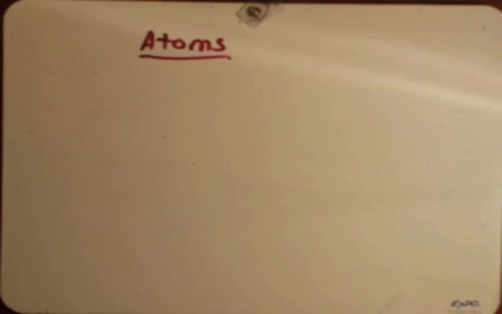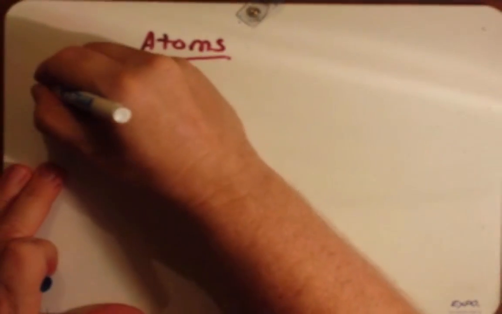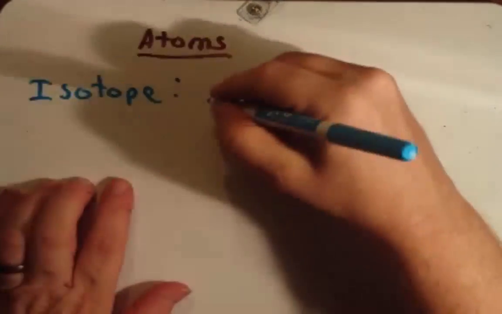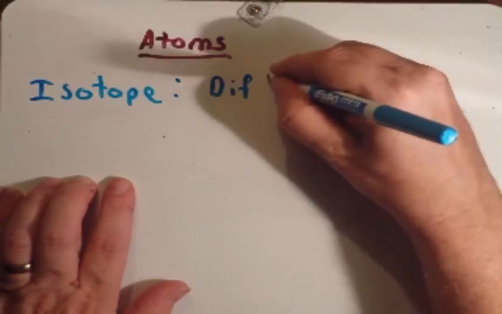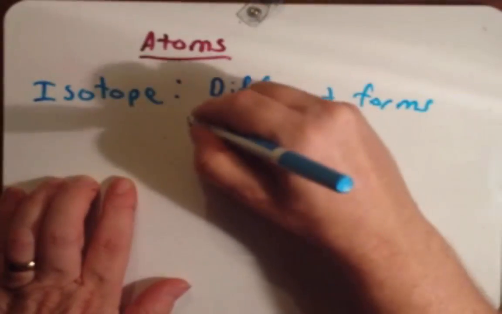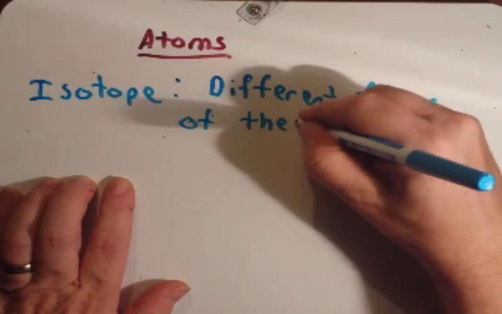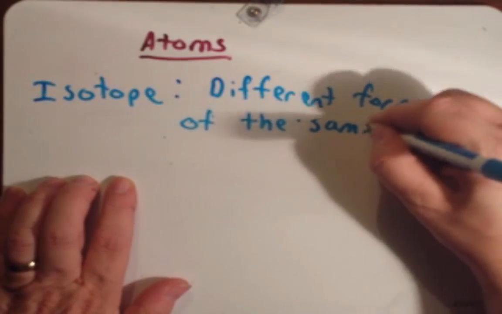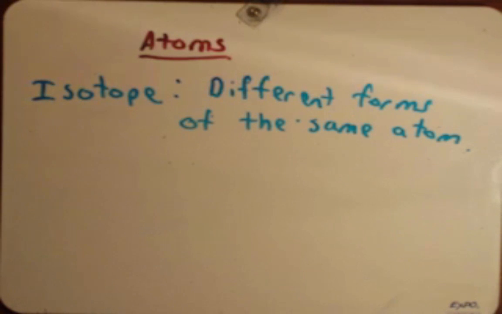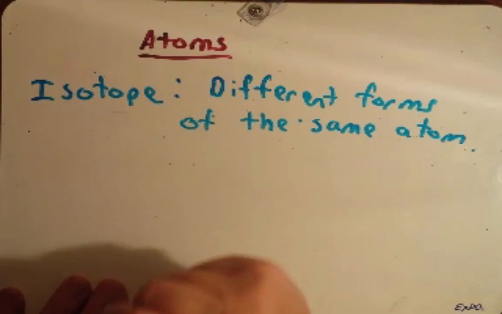I want to define a couple other terms for you. The first is isotope. Isotopes, I think we can basically define as different forms of the same atom. As we see atoms in nature, they don't all look the exact same. They can come in slightly different forms. So let's look at carbon as an example.